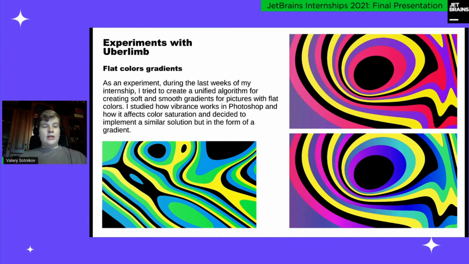So first is the flat colors gradients. As an experiment during the last week of my internship, I tried to create a unified algorithm for creating soft and smooth gradients for pictures with flat colors. I studied how vibrance works in Photoshop and how it affects color saturation, and decided to implement a similar solution but in the form of a gradient. So it works as a mask which recalculates the saturation of every pixel.